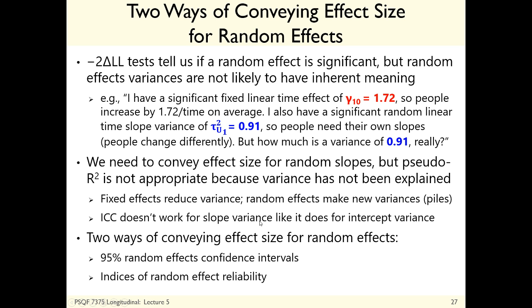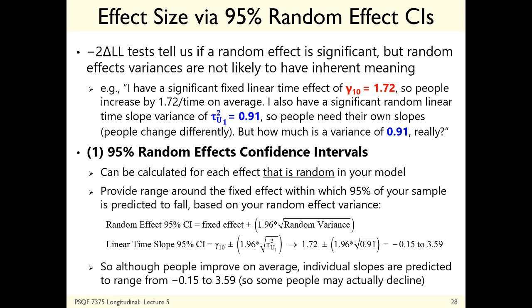So there's 2 ways that I would recommend doing this. Intraclass correlation does not apply here because slopes and intercepts are correlated, so you can't just add them together somehow. So the 2 ways of conveying effect size when you have a random effect, such as an intercept or such as a slope, is a random effects confidence interval or a random effect index of reliability. And these are things you have not seen before. Everyone knows what a confidence interval is, but this is a different kind. And reviewers will be confused. It will be up to you to very clearly explain what kind this is.